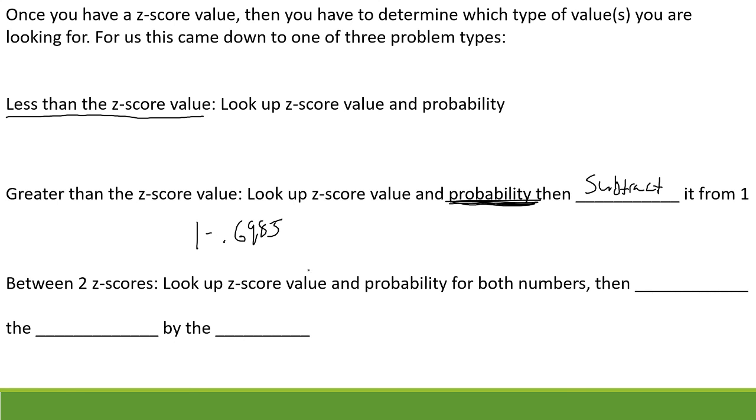And if you want between two values, what you do is you do almost the same thing you do for a greater than. You find the probability of both values, and then once again, you subtract. Oh, that's an ugly one there. Let me try that again.